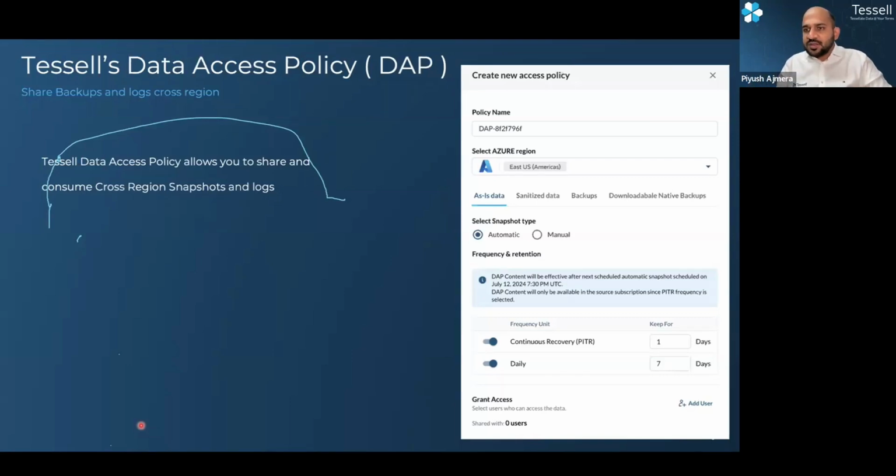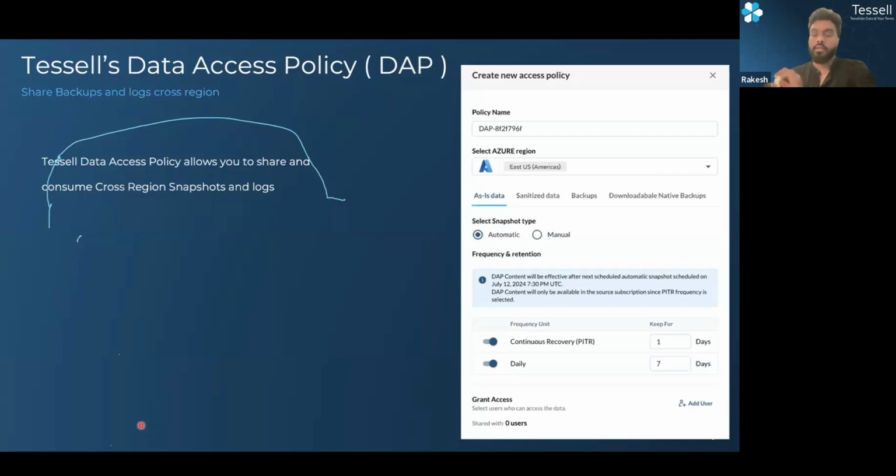This becomes very important in the case of the ransomware attacks we are widely seeing, where a whole region or a whole sub region becomes unavailable. At that time, Tessell allows you to move these immutable backup copies to a different region along with the logs, ensuring you are able to serve your customers as early as possible with zero data loss.